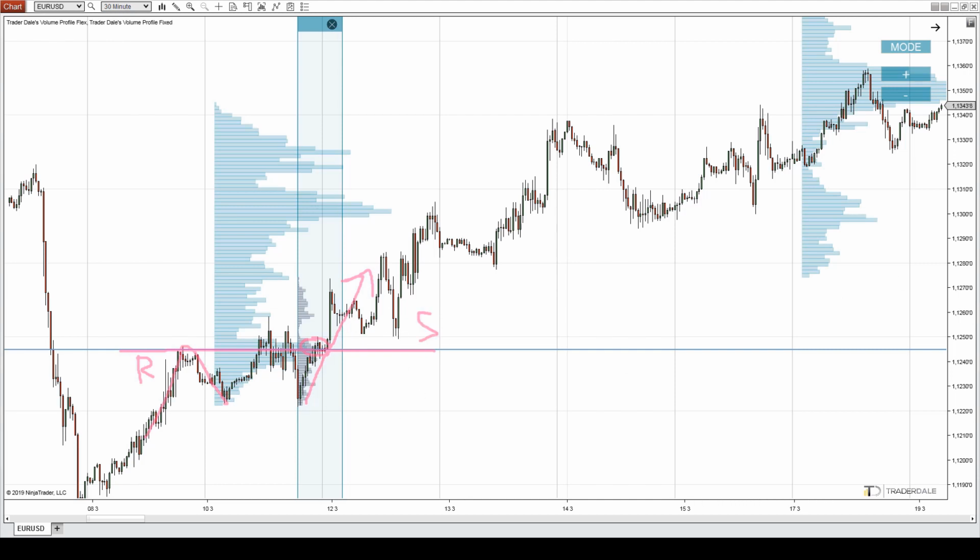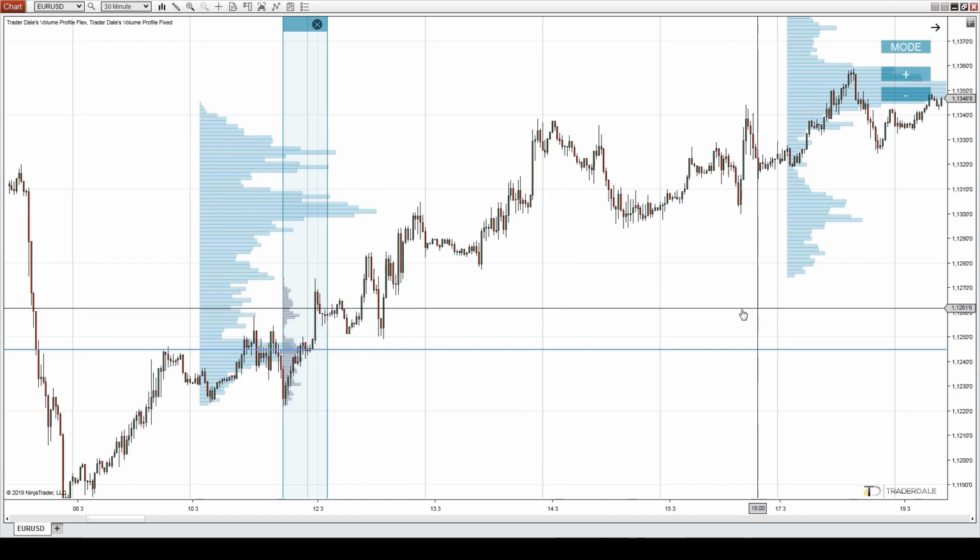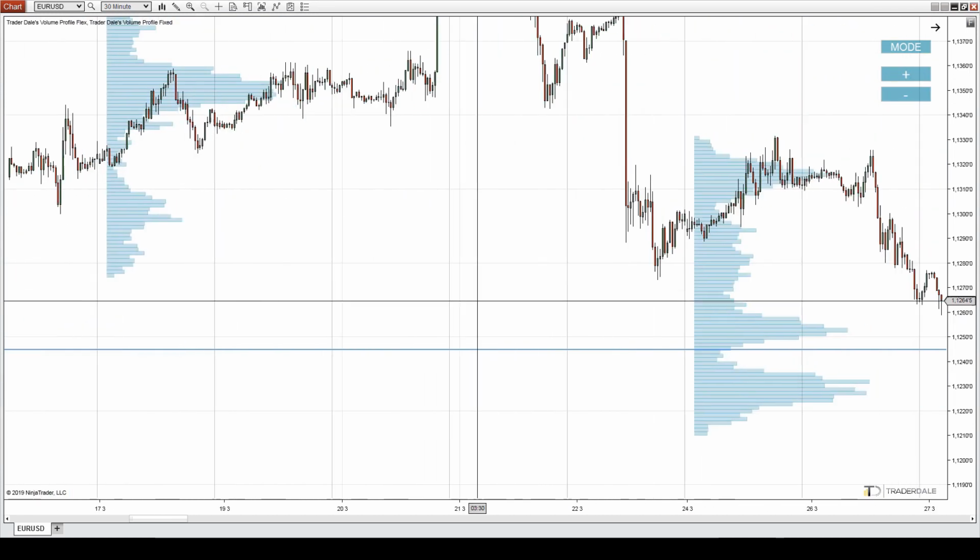Also, the level is very nicely visible on the weekly profile. It is a very important zone if you look at the weekly profile, alright? You can tell that this is one of the most important zones on this profile. Another one would be this one, and another one would be this one. So let's have a look at how this level worked.